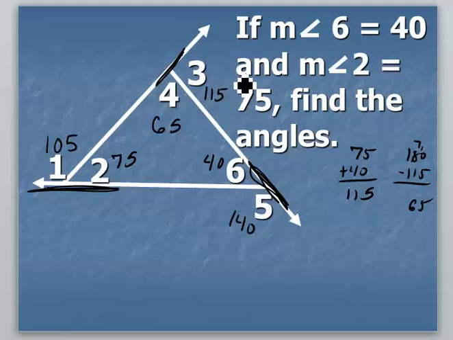I'm going to use that exterior theorem just to check these. Angle 5 is supposed to be the two remote interiors added together. Remote interiors to angle 5 would be 4 and 2. So if I add these up, I do get 140. Angle 1, the 105, is supposed to be its remote interiors added together. The remote interiors to angle 1 would be 4 and 6. 65 and 40 is 105. Angle 3, this exterior, is supposed to be its remote interiors added together. Remote interiors to 3 would be 2 and 6. 75 and 40 is 115. So we found all the angles.